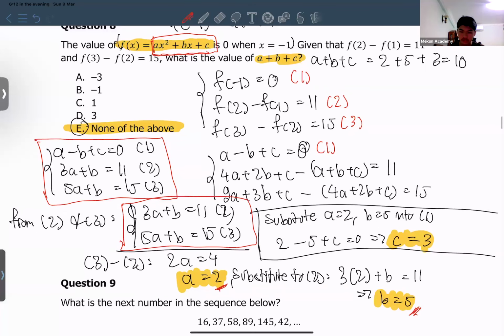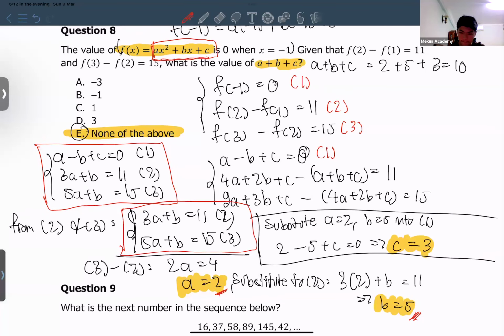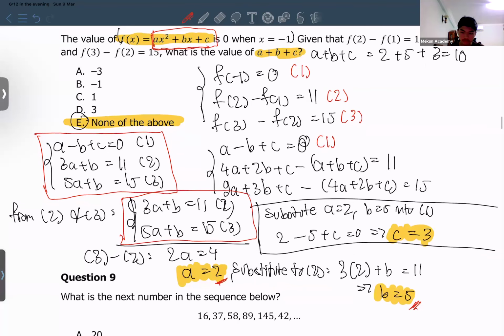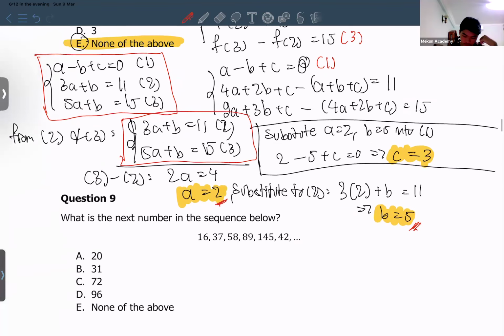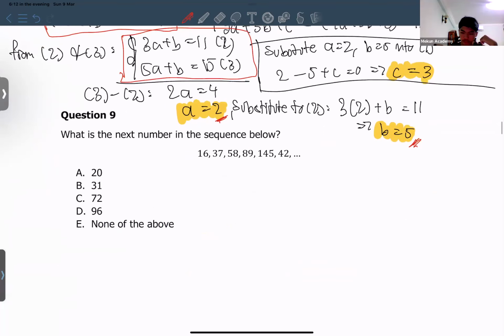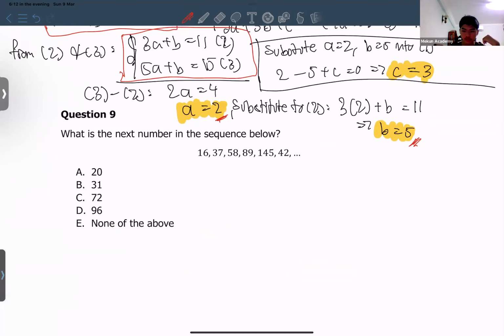So if there's no question, I will move on, okay. And for question 9, I will give everyone a bit of time to solve this question, and we will solve this together. Thank you.